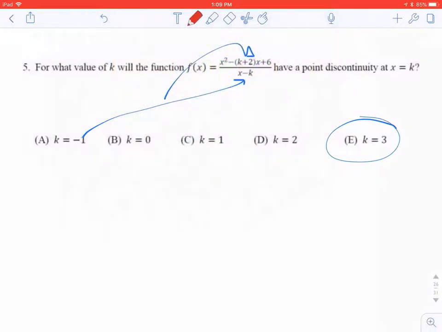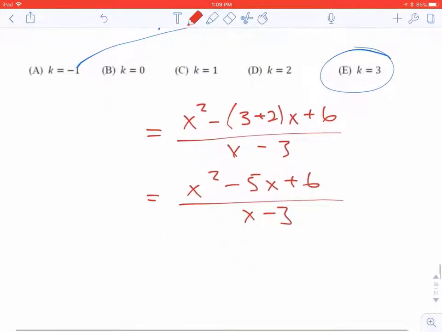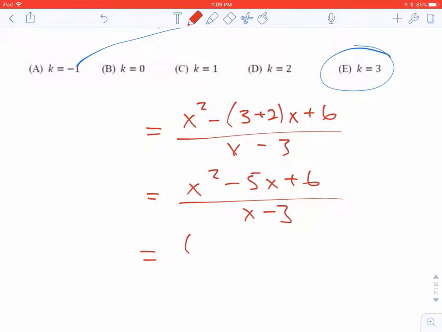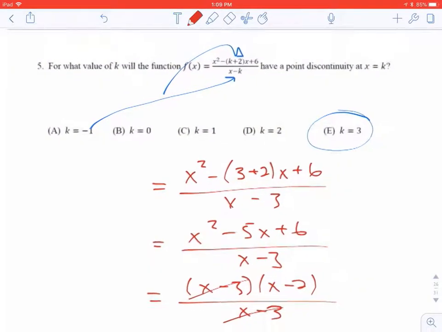If k is 3, it's going to be x squared minus 3 plus 2 x plus 6 over x minus 3. It's going to give us x squared minus 5x plus 6 over x minus 3. Now the numerator should factor so that it has a factor of an x minus 3, and it does. Since the x minus 3's cancel, there's a hole there. So the answer is E.